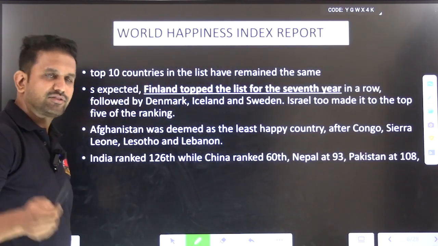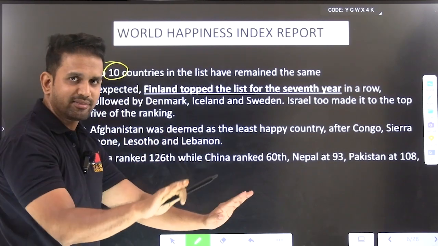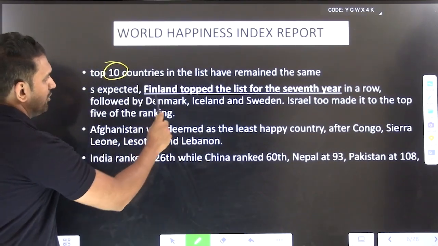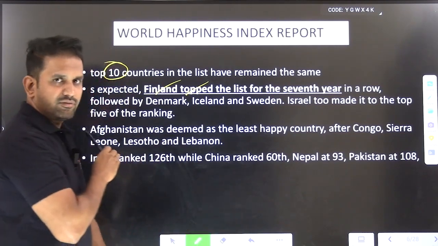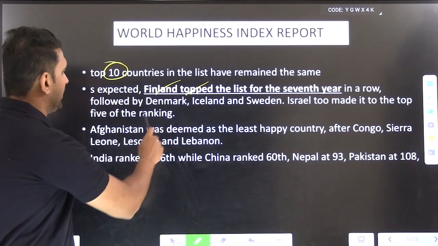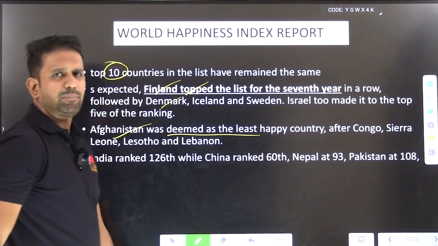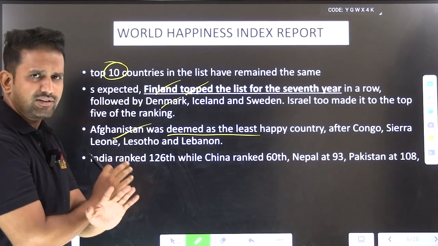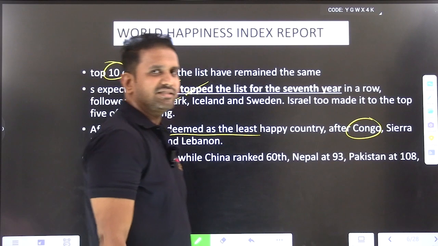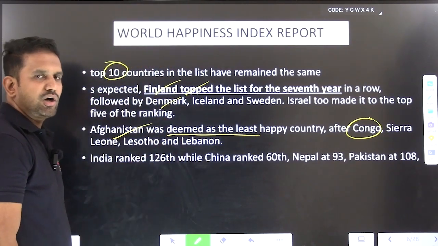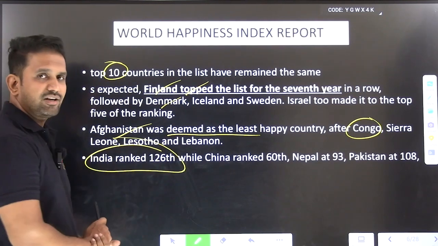Now, the World Happiness Index report has come. The top 10 countries in the list have remained the same for 3-4 years. Finland topped as expected, for the 7th continuous year, followed by Denmark. You can see the other ones. Afghanistan was deemed the least happy country. After that, the least happy people are in the Congo. The second least happy people on planet Earth are the people of the Congo.